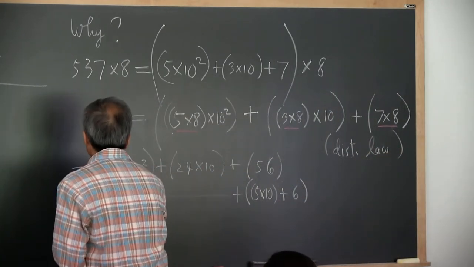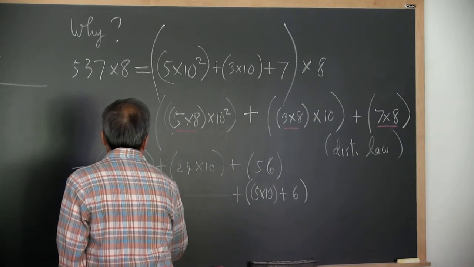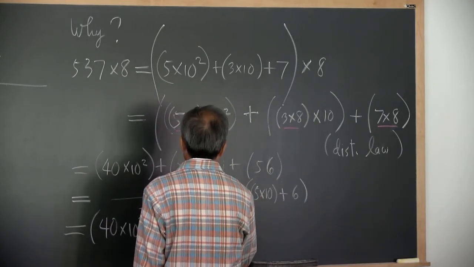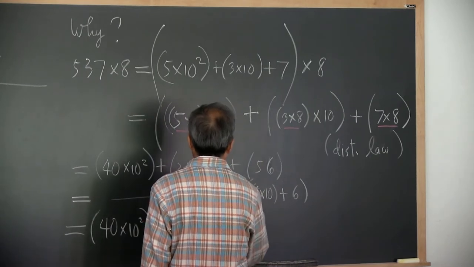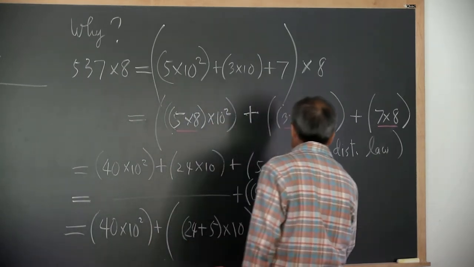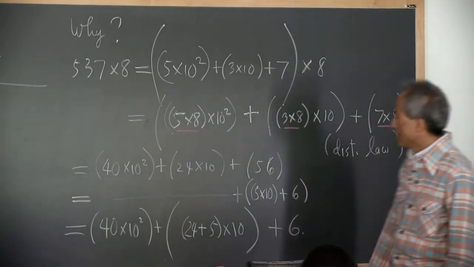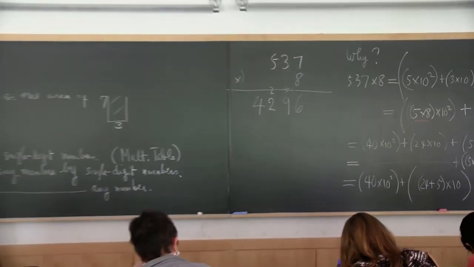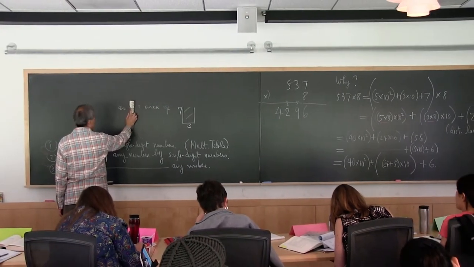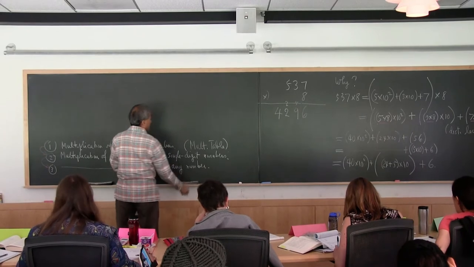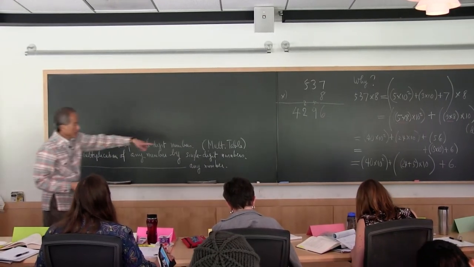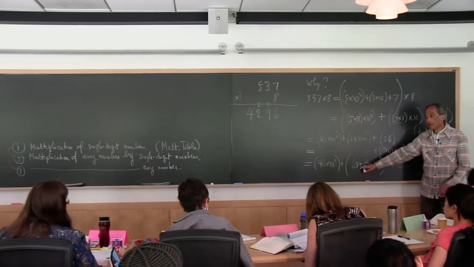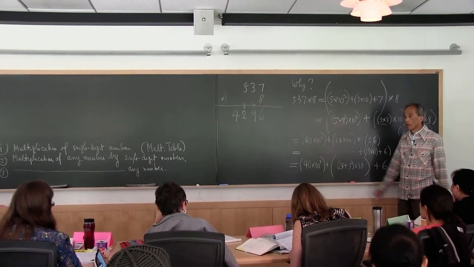So now, distribute it all over again. 24 plus 5 times 10 plus 6. So I have to go to the other. Uh-oh, what's the number there? Oh, it doesn't matter. Okay. So now, this one, right? It's 24. The 24 doesn't belong. The 20. Right? So this.